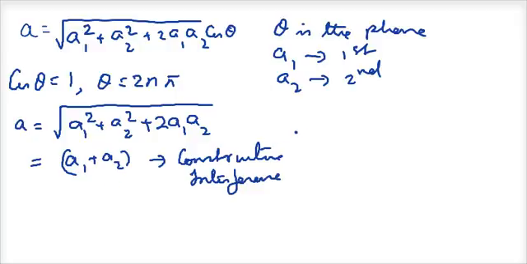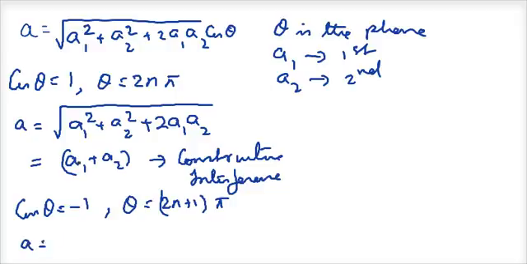Then suppose cos theta is equal to minus 1, that is theta is equal to (2n plus 1) pi, that is odd multiples of pi. Then what will happen? I will get A is equal to root over of A1 squared plus A2 squared minus 2A1A2. So that will give me mod of A1 minus A2, because I don't know which of them is greater. This is what is referred to as destructive interference.